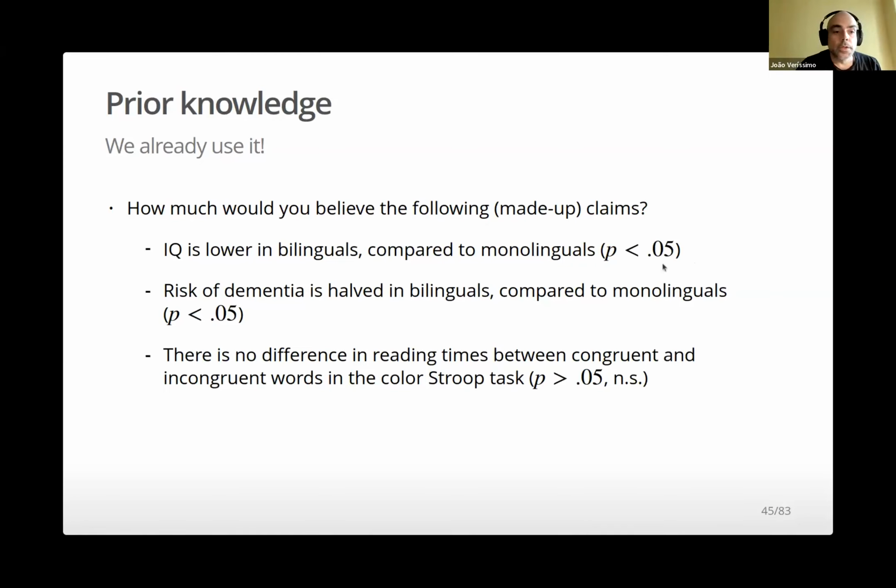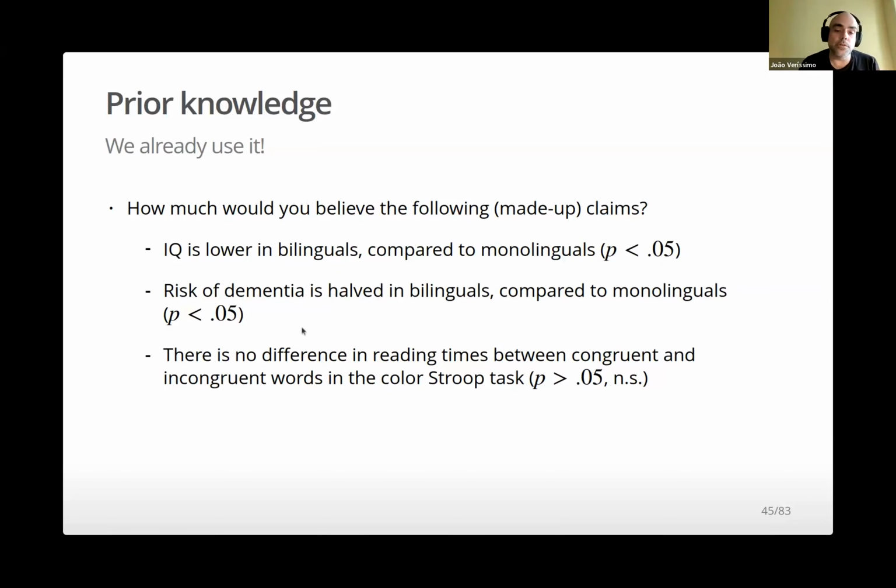In the same vein, if I told you that the risk of dementia is halved in bilinguals compared to monolinguals, you might even believe that bilingualism has protective effects or reserve effects that will help you against aging or even preventing dementia. But you probably know that the risk of dementia will not be so reduced by bilingualism. You have a sense of how much this experience matters, and it may matter quite a lot, but maybe if I said that this risk was reduced in half, you would find that a bit unlikely, even if it is significant.